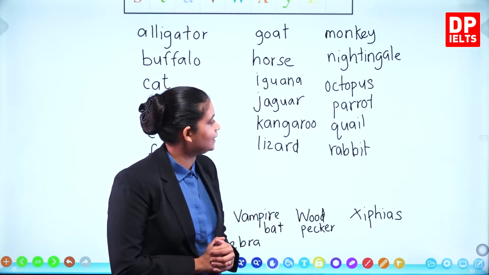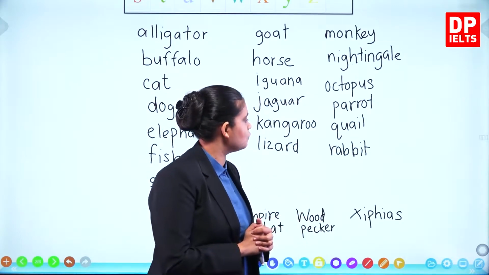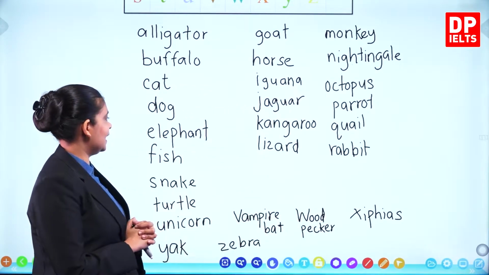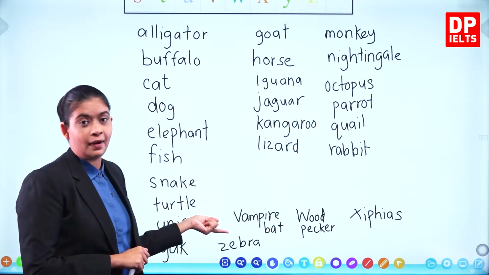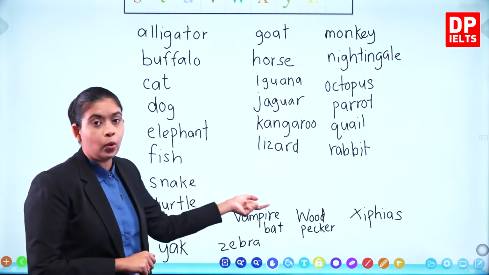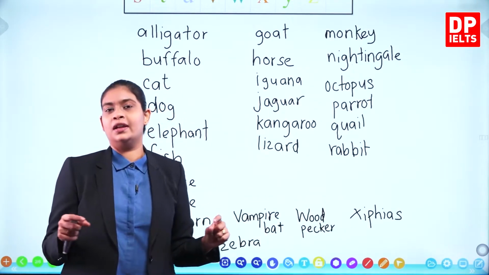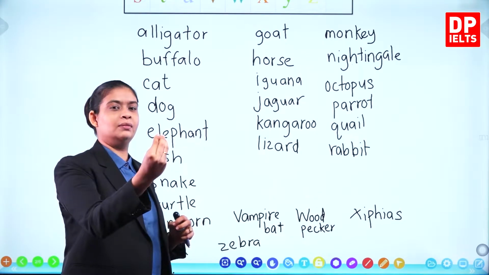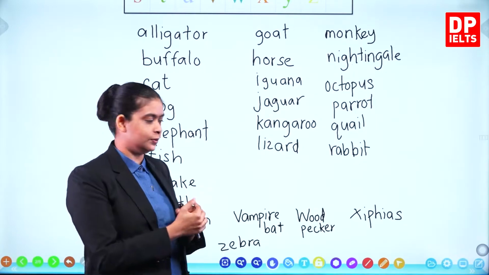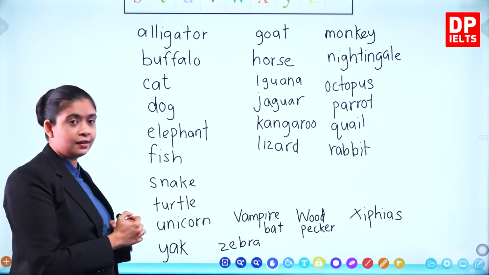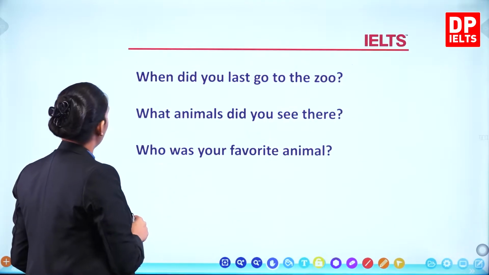Octopus, parrot, quail is a small bird species, right? Rabbit, snake, turtle, unicorn, vampire bat, woodpecker, Ziphius is a type of fish with a pointed bill. We call it swordfish because their mouth is very pointed. Yak and zebra. Okay? All right.